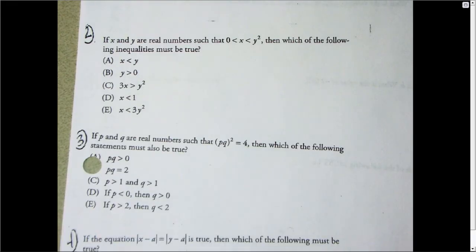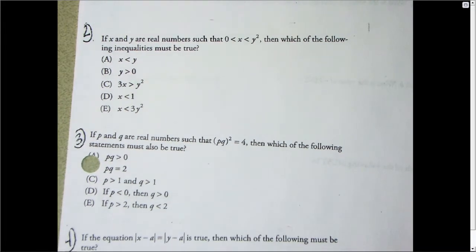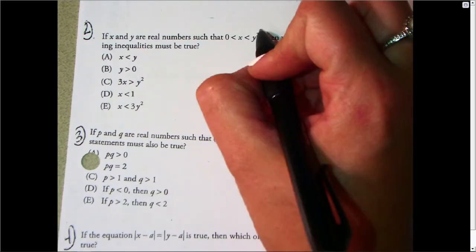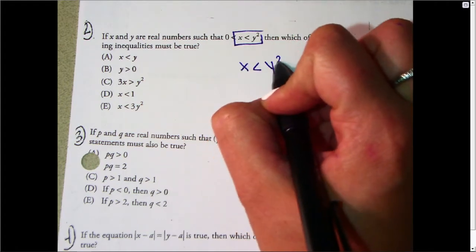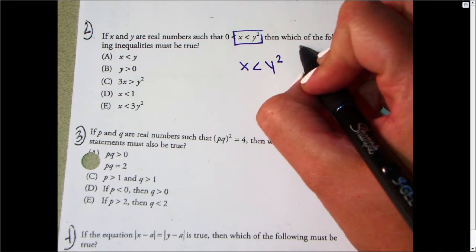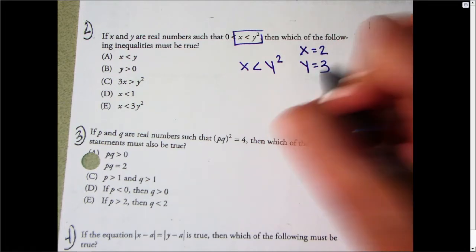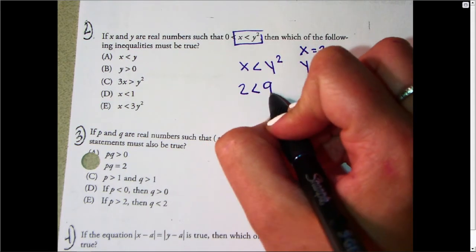If x and y are real numbers such that 0 is less than x is less than y squared, which of the inequalities must be true? This problem looks very challenging, but if you pause and look right here, x is less than y squared. What I want you to do is just pick some answers. Let's say x is 2 and y is 3. So if I substitute, I'm going to get 2 is less than 9.